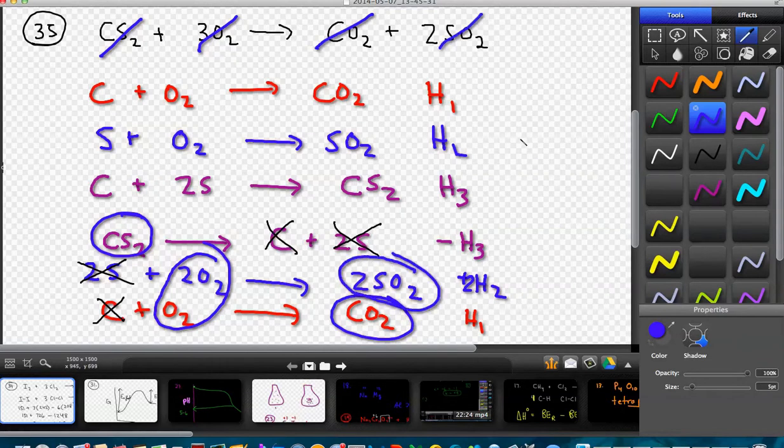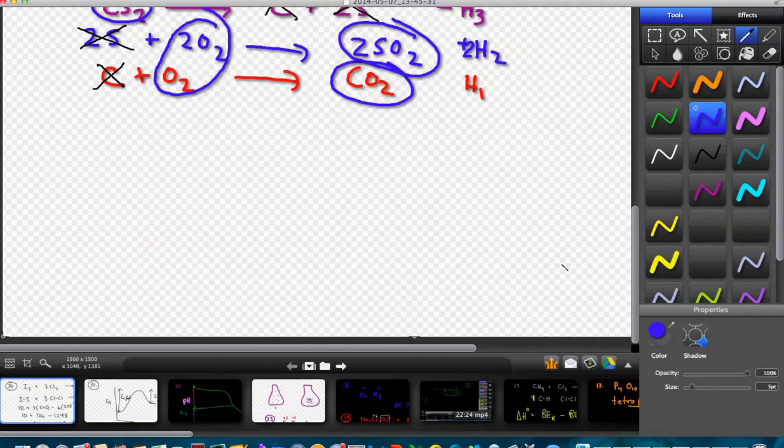Perfect. That means that the delta H will be H1 plus 2H2 minus H3. Both B and D are represented with this result. So either B or D work fine. Now I'm going to do 36 just because I've got a little space left, and I'm going to conclude this screencast. So number 36.